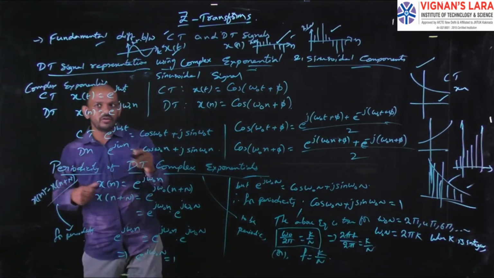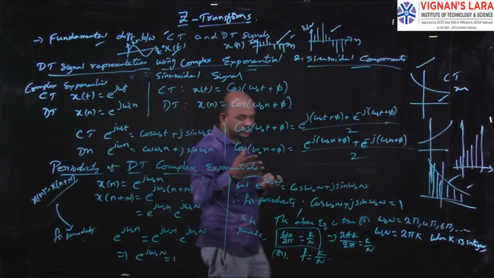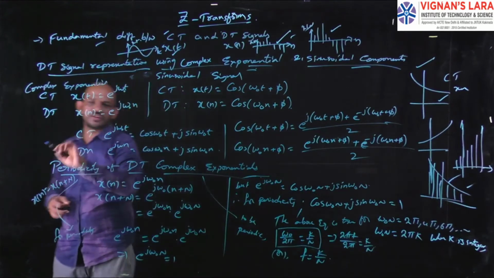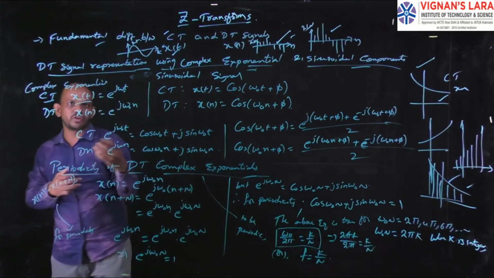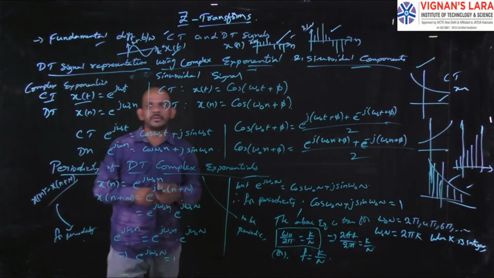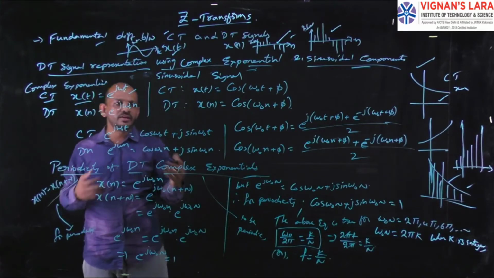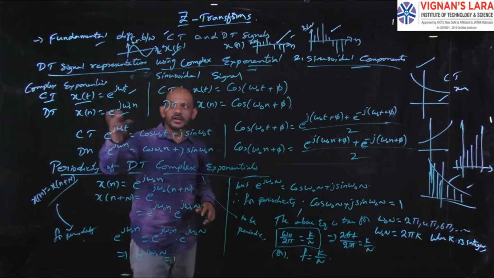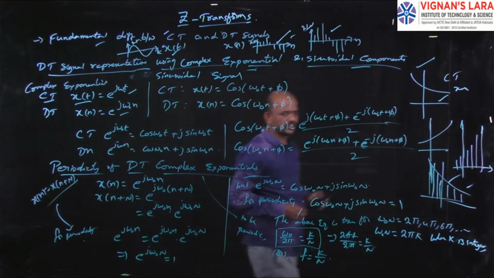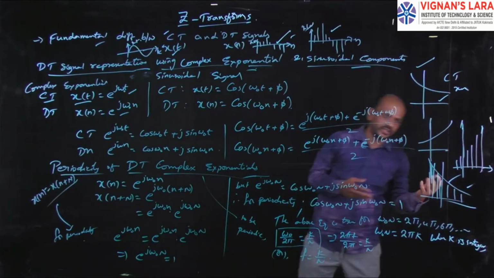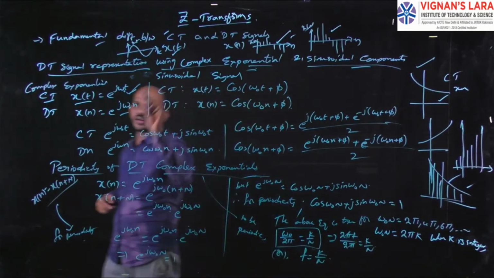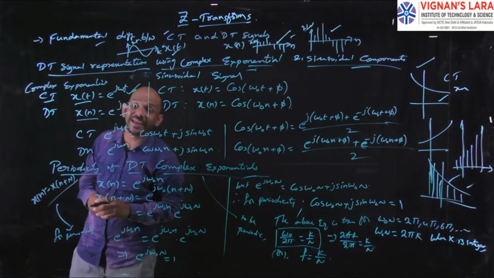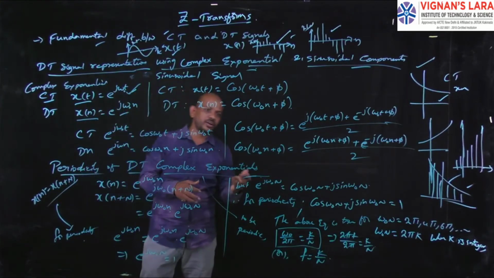First I will go with continuous time, then I will go to the discrete time. The complex exponential continuous time signal x of t is known as e power j omega naught t, whereas for discrete it is e power j omega naught n. So you can write e power j omega t for continuous. In place of t, if you write n, then it will be discrete. For discrete, x of n equal to e power j omega naught n.